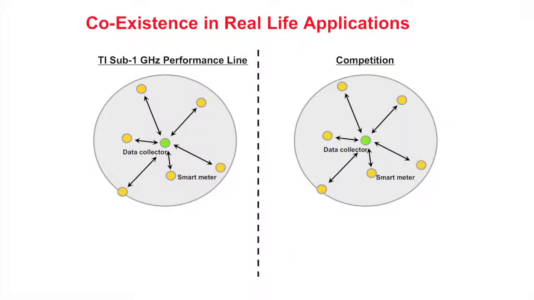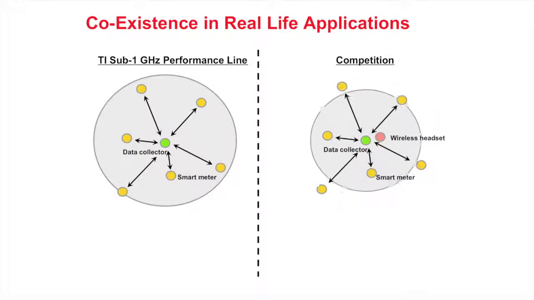Let's look at what coexistence means in an everyday environment using a smart meter network as an example. To the left, you see a system based on the TI sub-1 GHz performance line. To the right, you see a system based on a competitor device. The green dots represent data collectors. The yellow dots represent smart meters. Let's look at what happens if an interferer device enters the environment. In this example, let's assume a wireless headset.